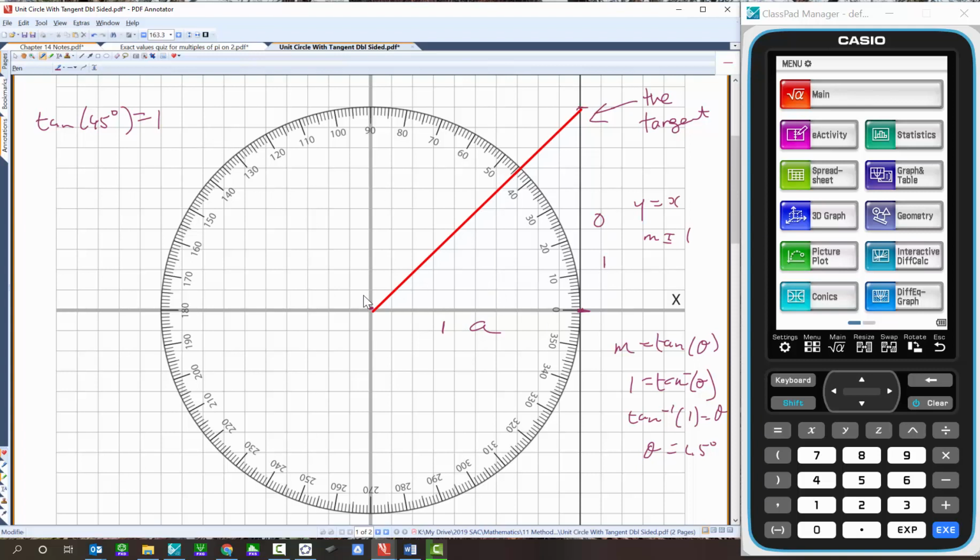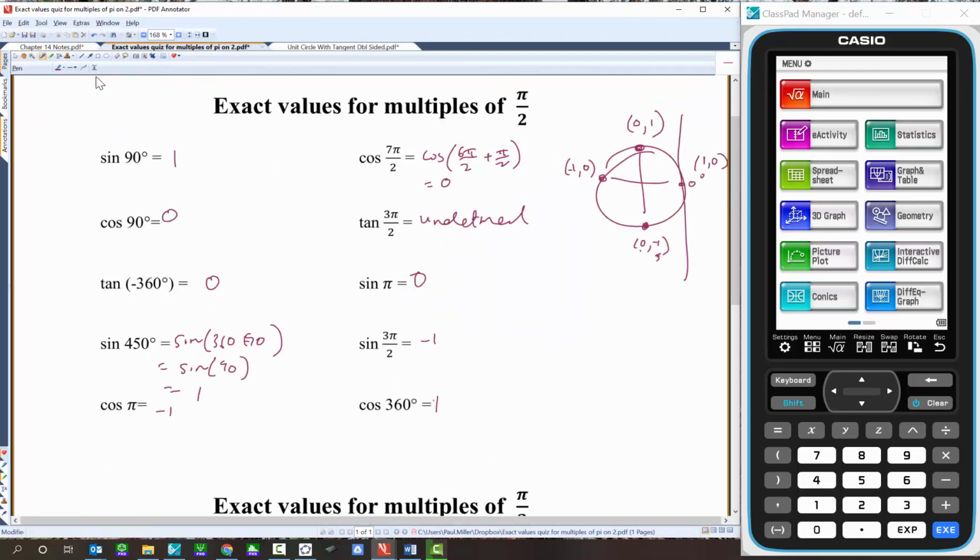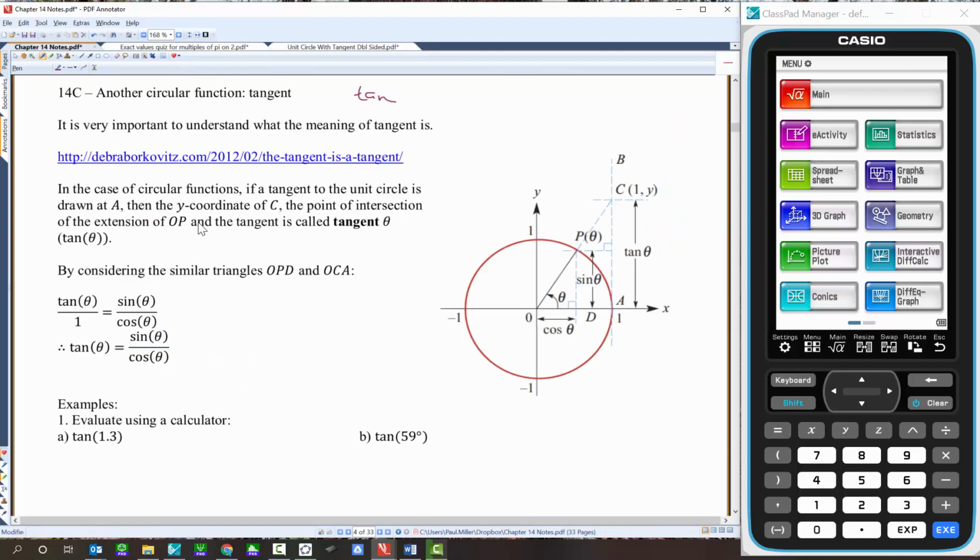All right, let's go back to the notes here and have a look. In the case of circular functions, if a tangent to the unit circle is drawn at A, then the y-coordinate of C, the point of intersection of the extension of OP and the tangent, is called tangent theta, tan theta. That's a lot of words, but essentially we draw a line tangent to point A, and where a line hits the tangent is the value of the tangent.